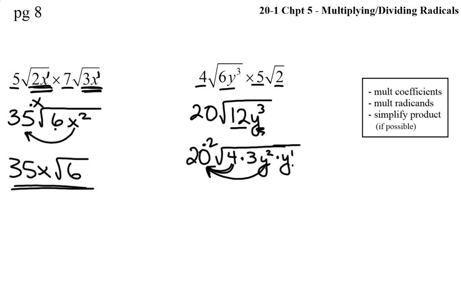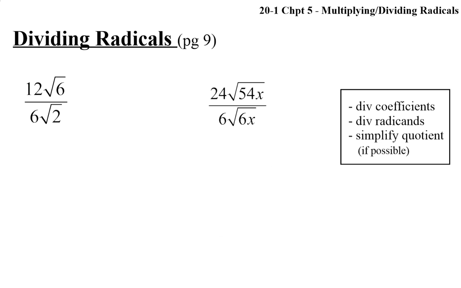Y squared can be rooted out because the square root of y squared is a y, and we still have the y that will be part of the radicand. So when I do all this simplifying, 20 times 2 times y is 40y, root, and we still have a radicand of 3y. And there's the simplified product. Make sure you're simplifying. If we move on to page 9, dividing radicals.